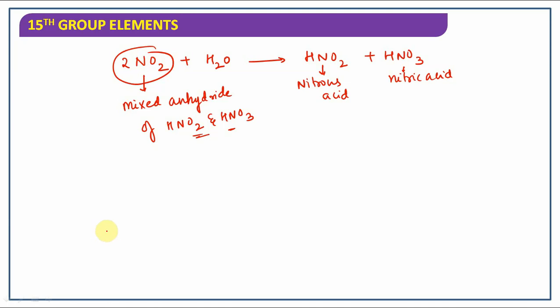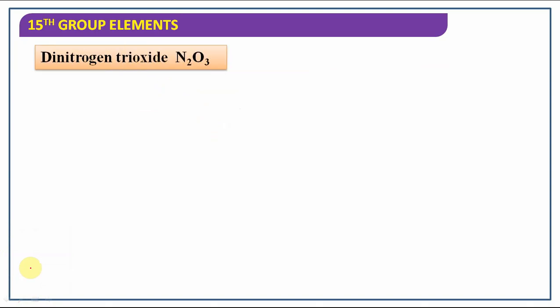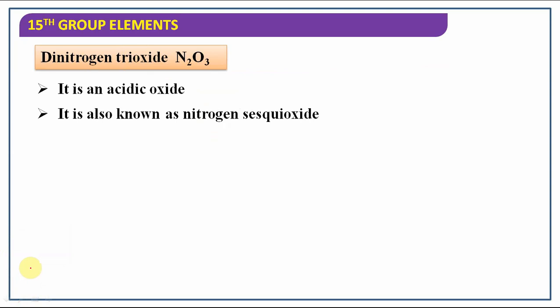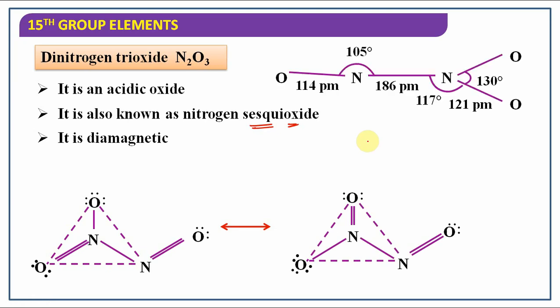I am erasing it. And now let's talk about the next oxide, that is dinitrogen trioxide or N2O3. It is also an acidic oxide. It is also known as, I have told you, nitrogen sesquioxide, and it is diamagnetic in nature. There are no unpaired electrons. That's the reason it is an example of a diamagnetic molecule.